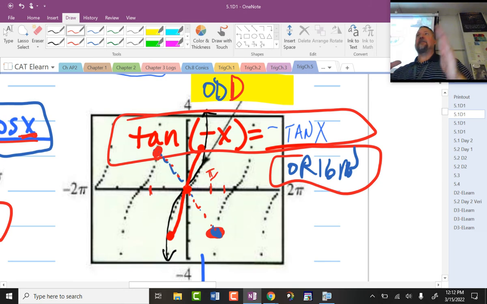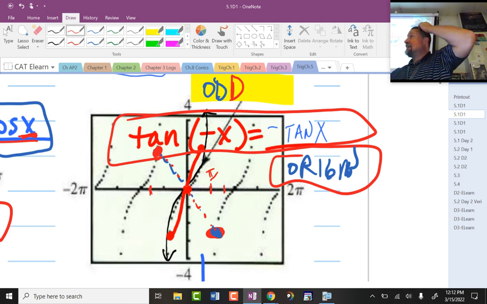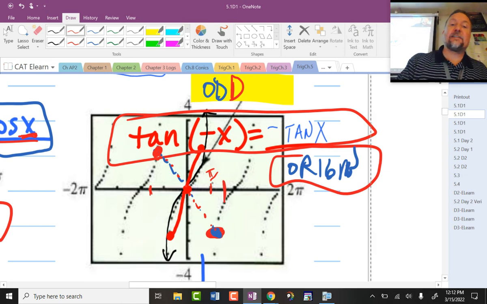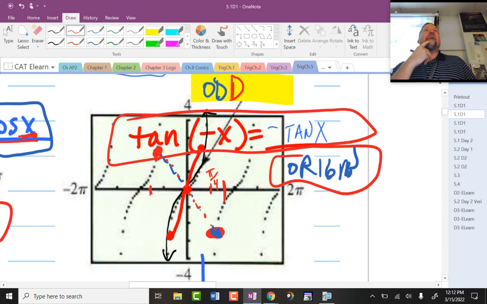So the period's pi, so where are the asymptotes at? Pi over... we just had this test, by the way, guys. We just had these questions. So those asymptotes are at pi over 2. So then what's this? Pi over 4. And then the tan of pi over 4 was 1, and the tan of negative pi over 4 is negative 1. So they are opposites of each other.